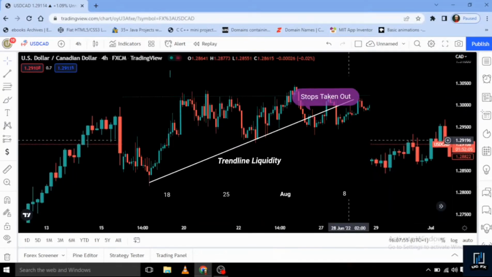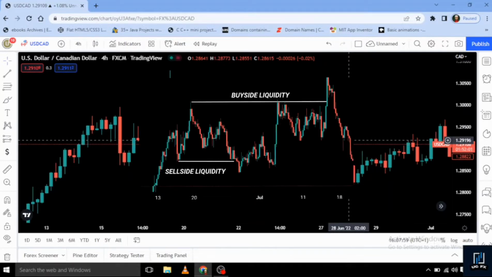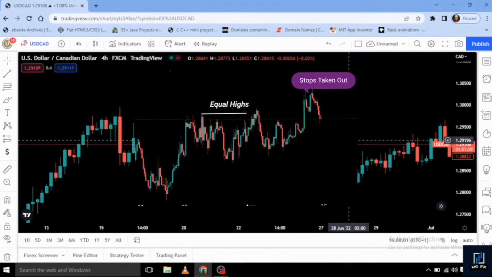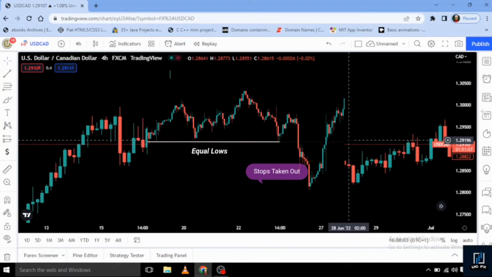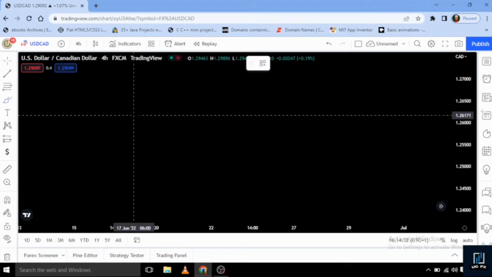So, trend line liquidity. After this, we will look at the buy side and sell side liquidity, as well as liquidity in form of equal highs and equal lows. So make sure you are subscribed to this channel to see these videos whenever we upload them.